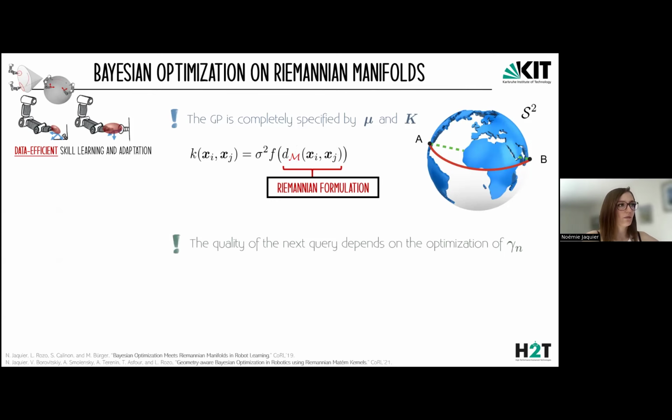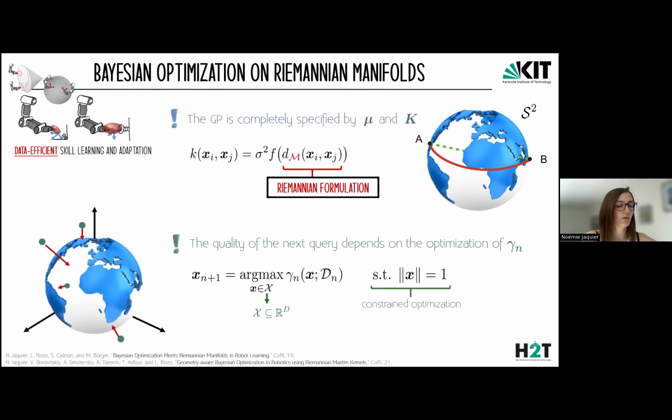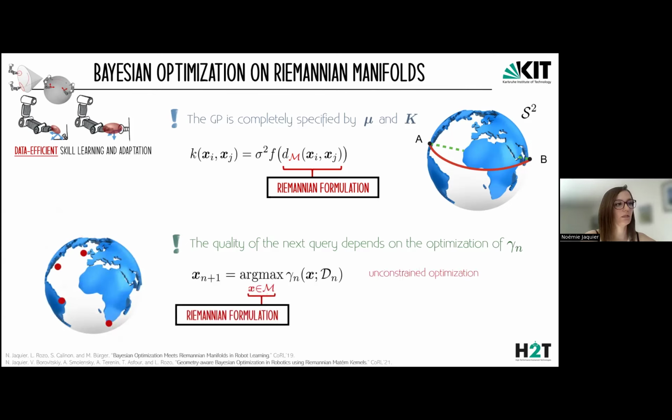The second point that we have to take into account is that the quality of the next query point depends on the optimization of our acquisition function, so on the quality of this optimization. Again, usually when we have a Euclidean domain, we simply optimize over a subset of the Euclidean space. And when we have constraints, we usually add some constraints, and we have a constrained optimization process. What we can do here to improve this optimization is to directly optimize on the space of interest. So in that case, it will be on the Riemannian manifold, with an unconstrained optimization setup.